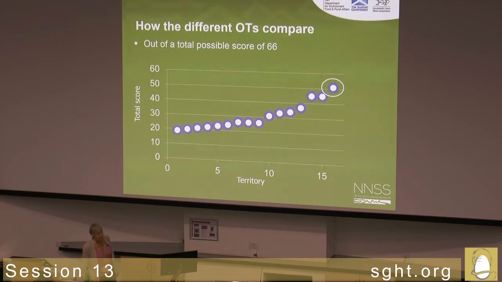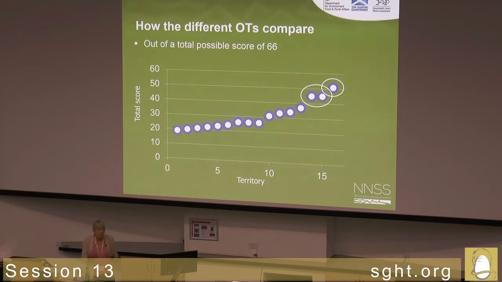So this one right at the top is actually South Georgia and the South Sandwich Islands. That is the highest scoring, South Georgia and the South Sandwich Islands. The next two down are British Antarctic Territory and St. Helena Island.